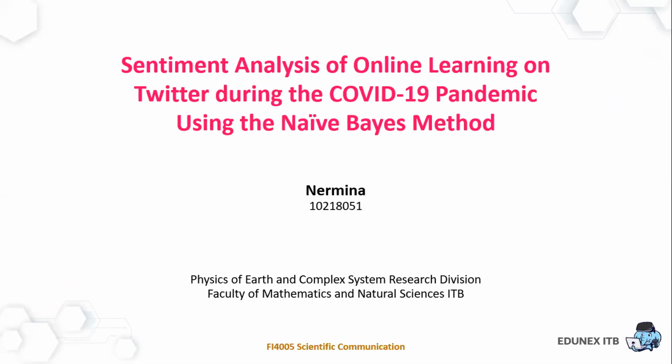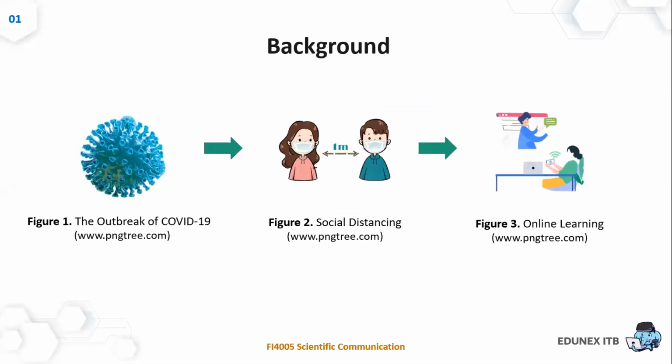Today, I'd like to present my research study about sentiment analysis of online learning on Twitter during the COVID-19 pandemic using the naive Bayes method. First, I will explain to you about the background. In December 2019, the outbreak of COVID-19 in China was severe. Due to the rapid spread of the virus in the world, in March 2020, the World Health Organization declared the COVID-19 virus a global pandemic.